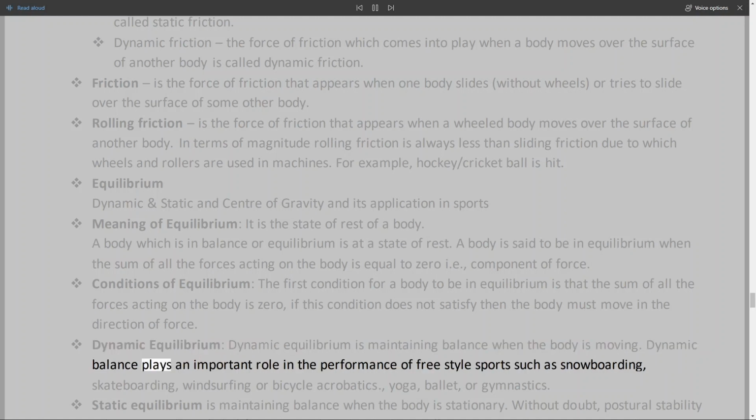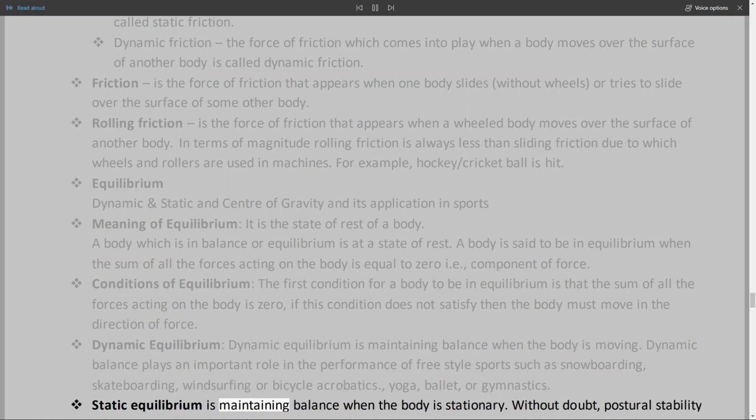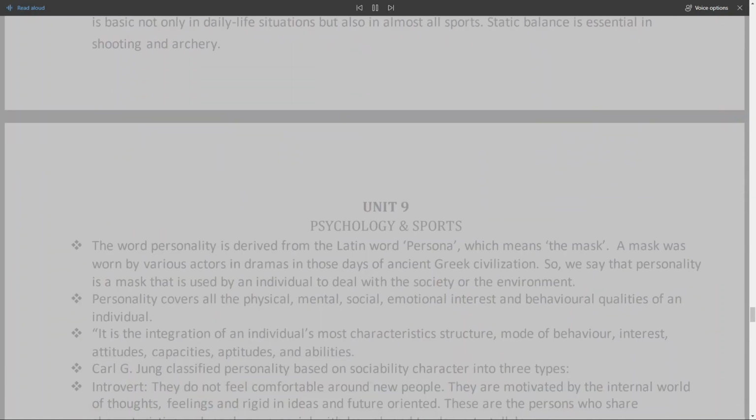Dynamic balance plays an important role in the performance of freestyle sports such as snowboarding, skateboarding, windsurfing, bicycle acrobatics, yoga, ballet, or gymnastics. Static equilibrium is maintaining balance when the body is stationary. Without doubt, postural stability is basic not only in daily life situations but also in almost all sports. Static balance is essential in shooting and archery.